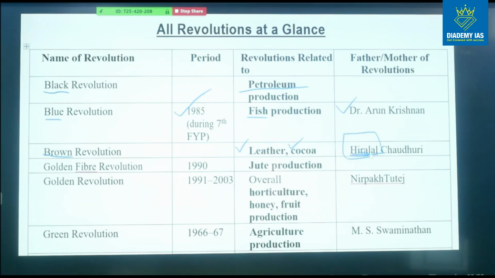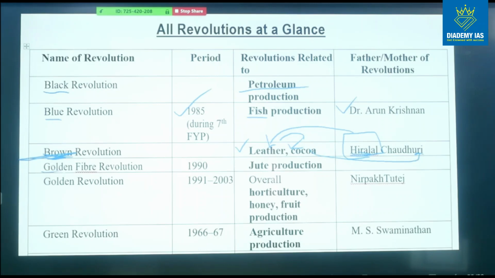Hiralal ji purchased a leather shoe and then he went to the market. He also purchased this cocoa. He enjoyed this cocoa, right? And that is how he became Chaudhary. So this is how you can remember. And he was wearing brown cloth.